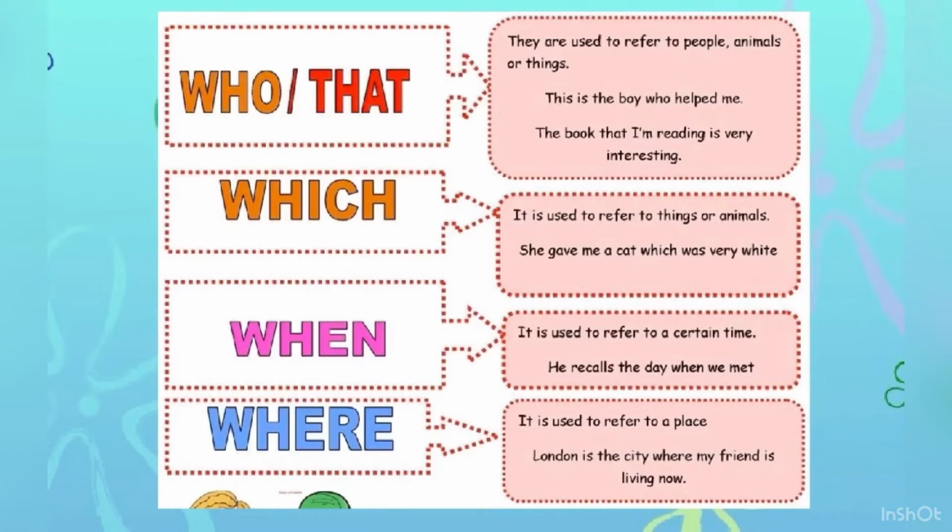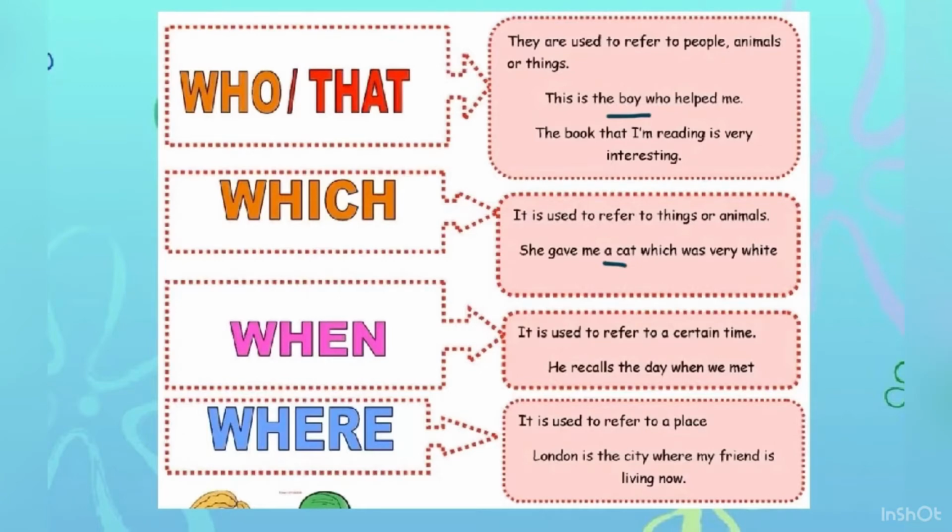For example, in who and that, this is the boy who helped me. So you are given information of the noun, which in this case is the boy. What boy? Who helped me. In which, she gave me a cat which was very white. Which is the noun in the sentence? Cat. So we're giving extra information of the cat, which is very white.